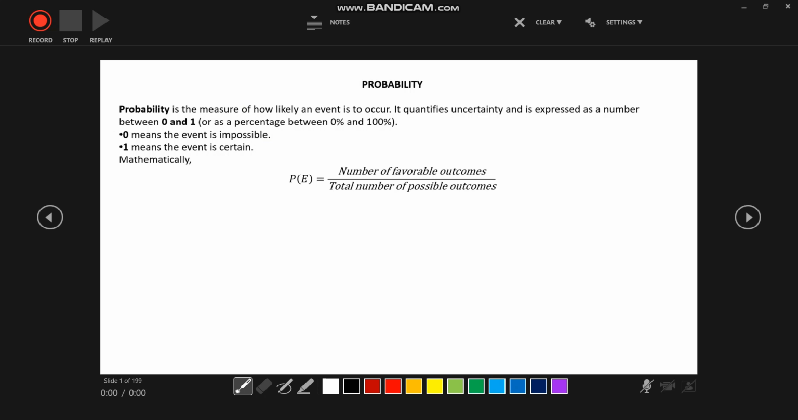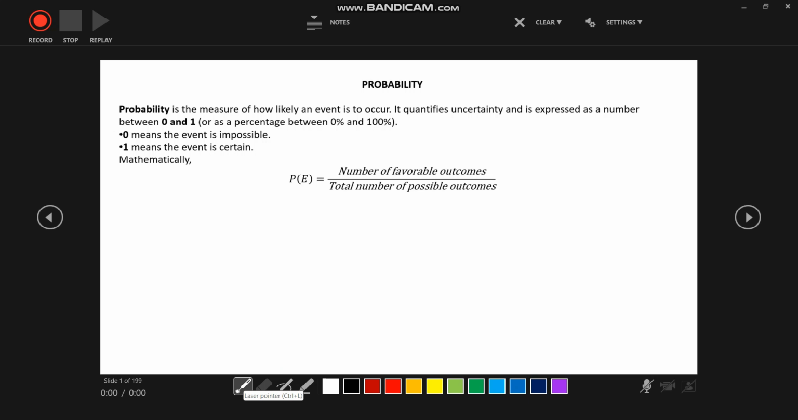So probability helps us to measure how sure or unsure something will happen. Now, mathematically, probability is expressed as number of favorable outcomes divided by number of possible outcomes. Of course, every event, every experiment will have possible outcomes in it. Take for example, we want to determine if rain will fall or will not fall in a particular geographical location. Let's say we want to determine if rain will fall or not in Malete.